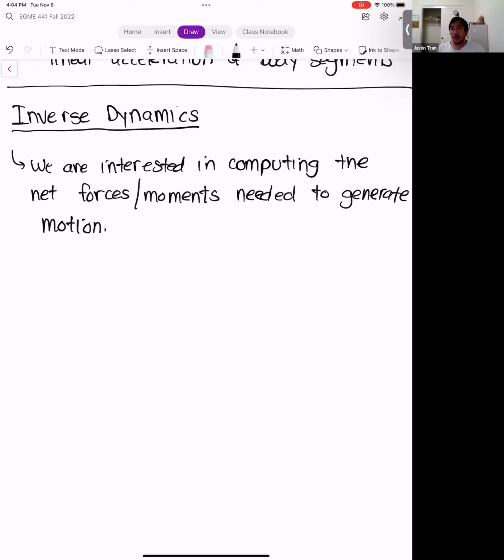Okay, and so that's generally what dynamics hopes to achieve. Once you're done describing the motion with kinematics, the next step is to compute the forces and moments that are needed to actually produce that motion. And we're going to be doing the same thing here, just with the human body. Specifically, when we talk about inverse dynamics or dynamics of the human body, what we're mostly concerned with is computing the forces and moments at the joints.